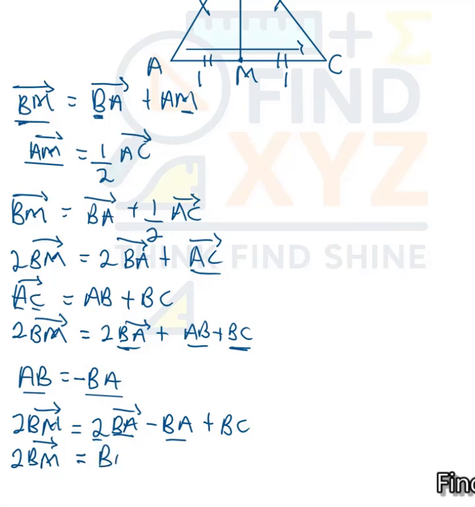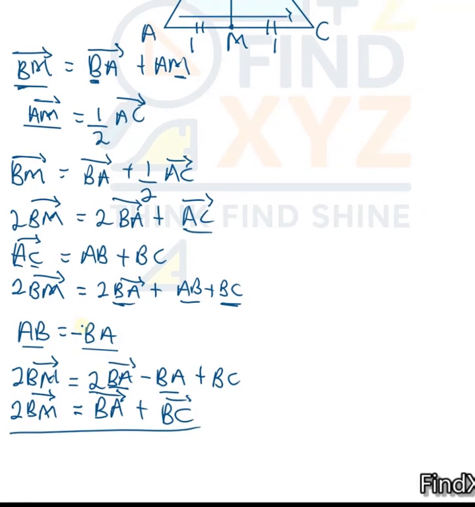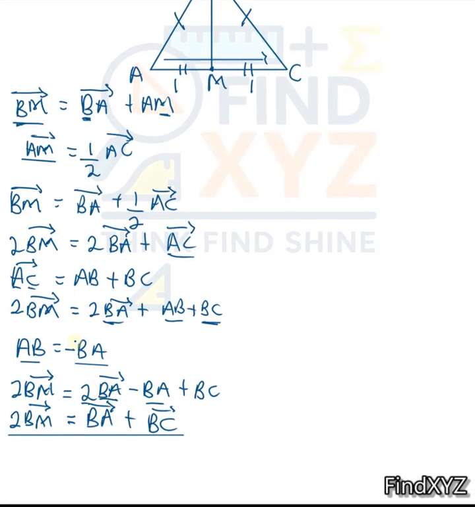So we are left with just BA plus vector BC, which is exactly what we wanted to show. We can use an alternative route. Let's go back to the triangle.